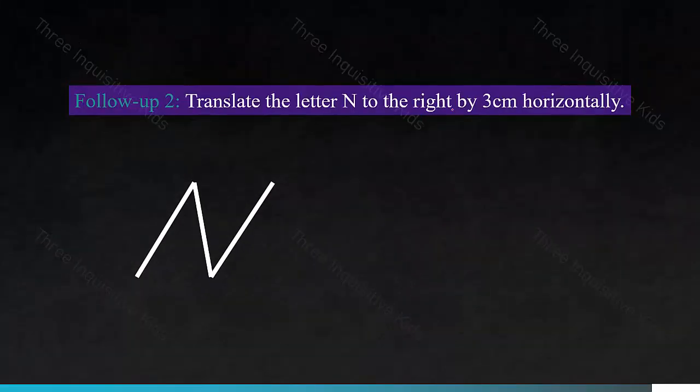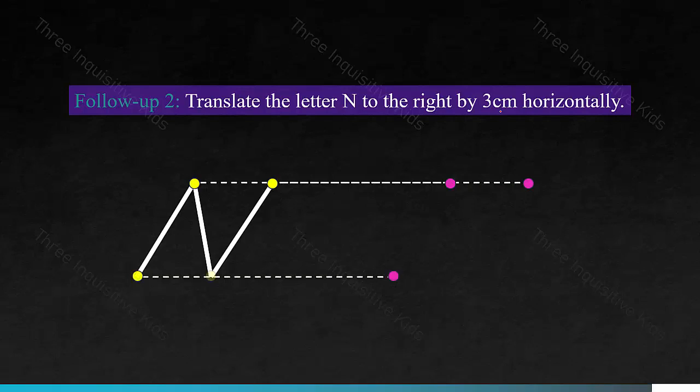Translate the letter N to the right by 3 centimeters horizontally. Again, we're going to translate each point separately. And then we're going to connect the dots to get the letter N translated.